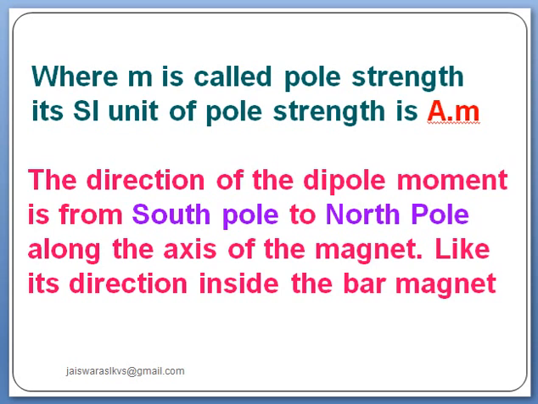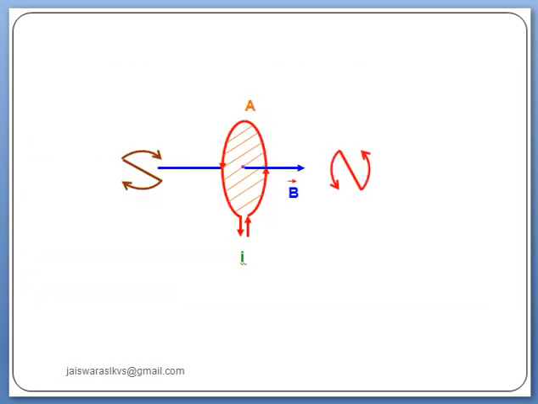Next see, the direction of the dipole moment is always from south pole to north pole along the axis of magnet, like its direction inside the bar magnet. Children, as you all know that the direction of magnetic field line inside the bar magnet is from south to north. In the same way here, the direction of dipole moment is also from south pole to north pole along the axis of magnet. Let us see once again from the picture.